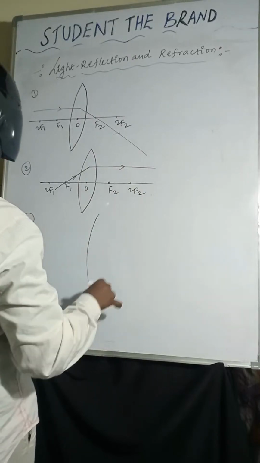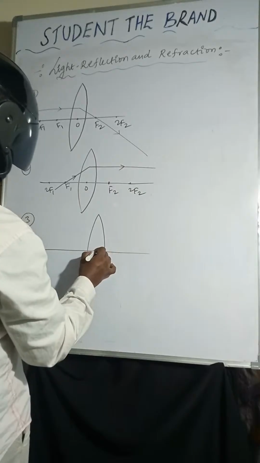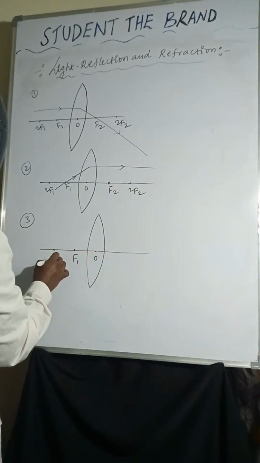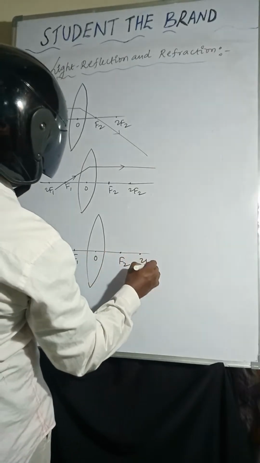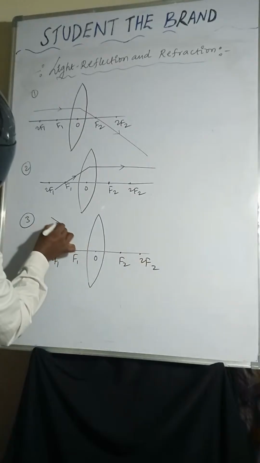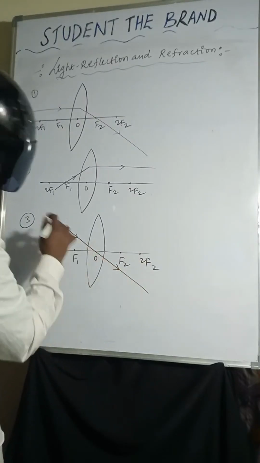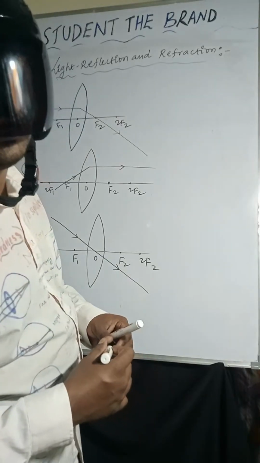Coming to the third one, optic center, F1, 2F1, F2, 2F2. The light ray is passing through the optic center, so no deviation takes place. So it will be an undeviated light ray.